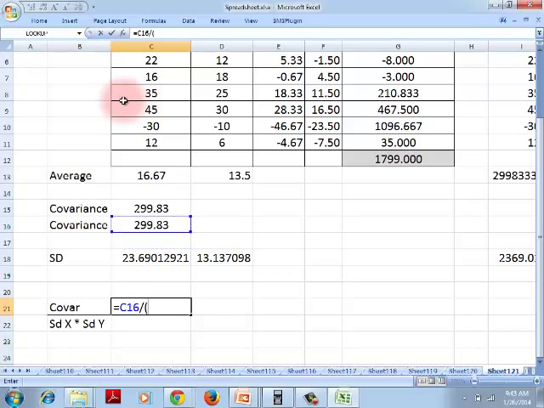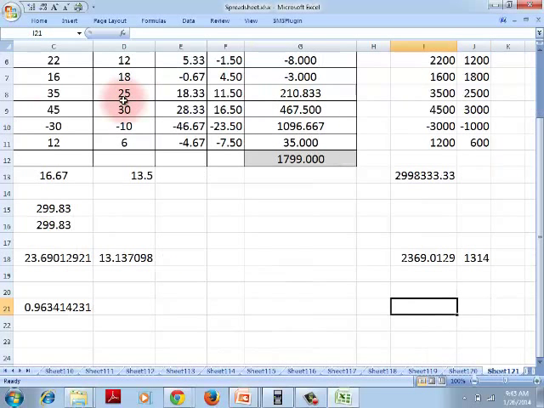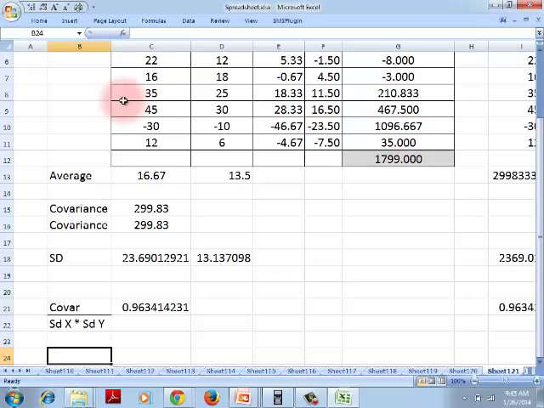Covariance divided by multiplication of two standard deviations. It came out to be 0.96. And in the same fashion, covariance divided by multiplication of two standard deviations, and it again came out to be 0.96. And now this number is telling us that the relationship between the two sets of data is the same. It is not telling us that C and D or that set of data is higher than this. So this new number that we've calculated, we call this number the correlation coefficient.